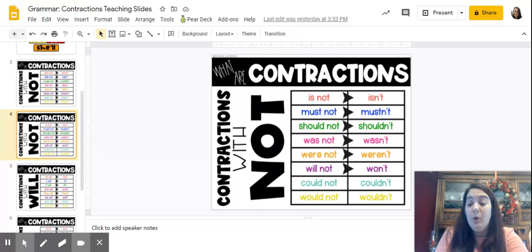These are even more words that have not in contractions. And there's one that I really want you to look at. That is this one right here. Will not. When we change will not into a contraction, it becomes won't. So I will not go outside today becomes I won't go outside today.